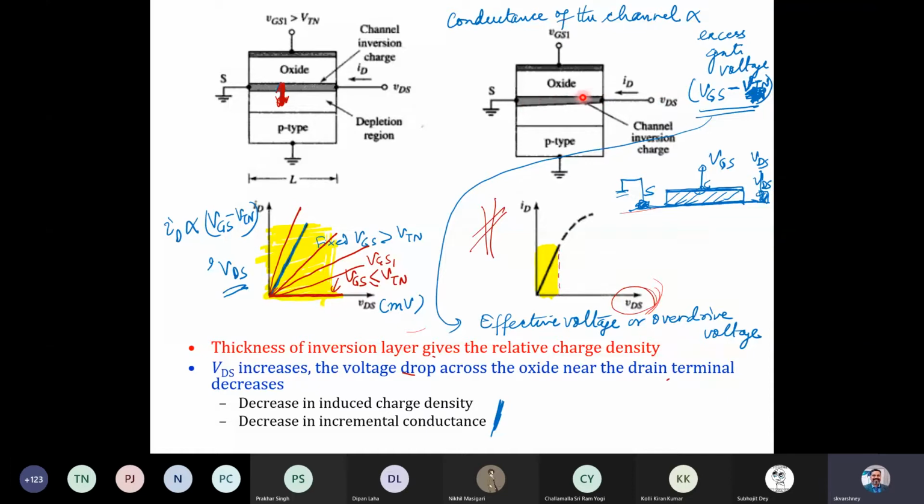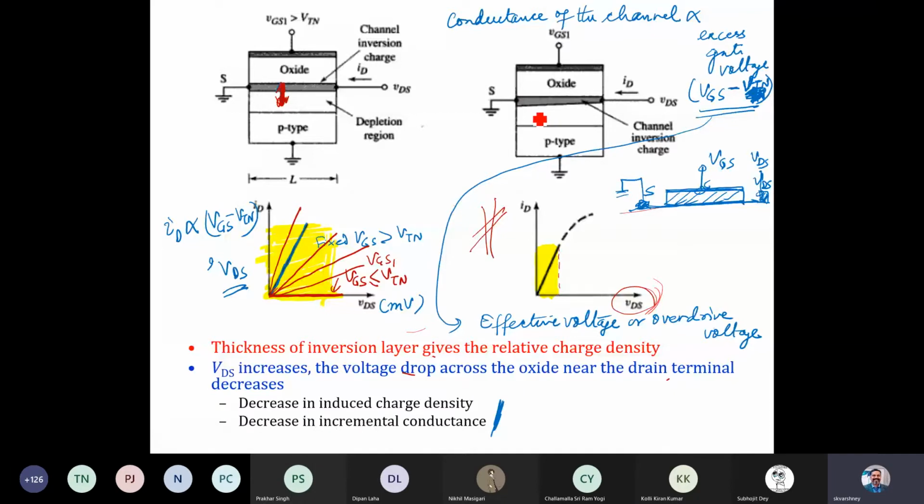The voltage drop across the oxide layer has changed. There will be a smaller voltage drop near the source, because it is at ground potential, but a large voltage drop will occur near the drain terminal. So the channel depth does not remain uniform, but becomes tapered. It is deepest at the source location, but changes as you move from source to drain. What does it mean? Your conductance is changing. Conductance is now decreasing from source to drain.